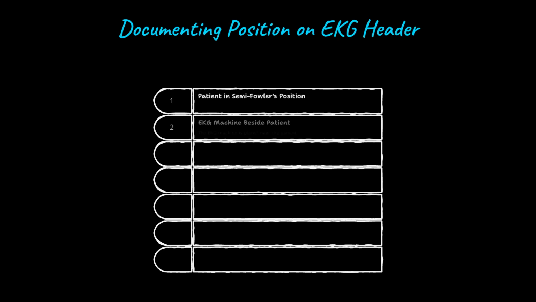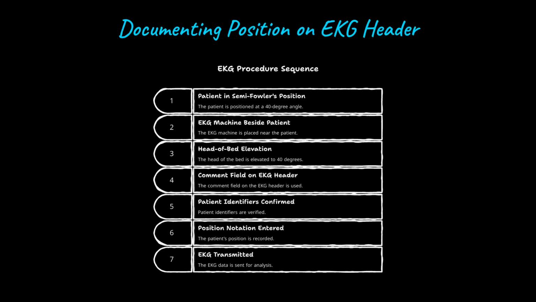The documentation solution is simple. Before transmitting the tracing, enter the degree of head of bed elevation in the EKG machine's comment or free text field. This gives the interpreting physician the positional context needed to distinguish normal positional variation from true pathology.